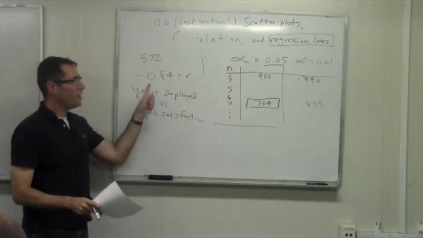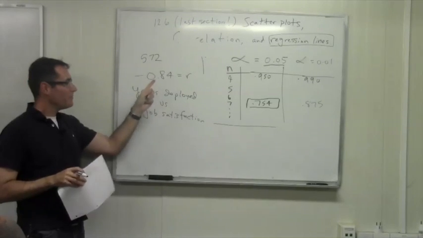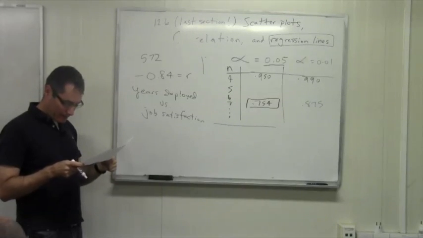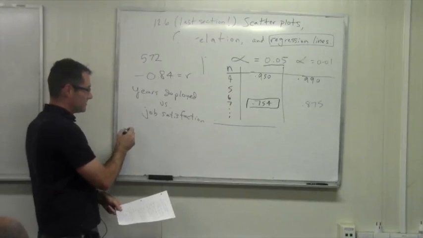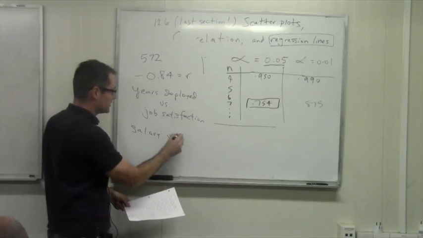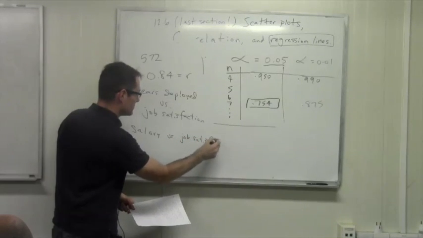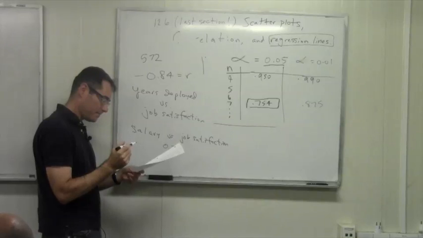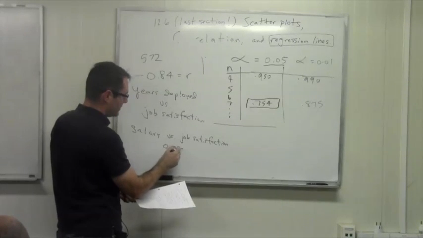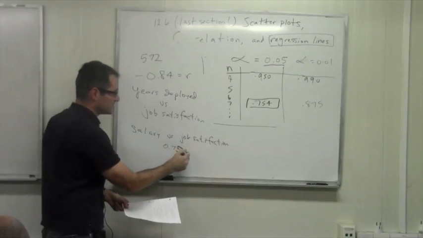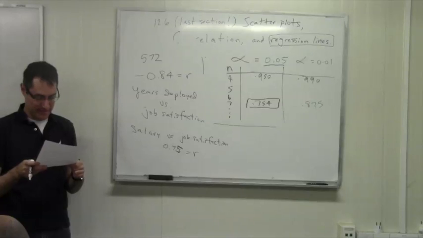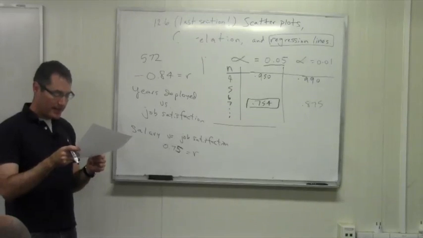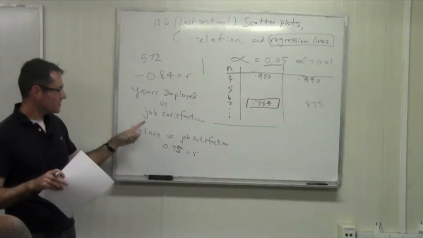In other words, according to this, you've got a negative correlation. As years deployed goes up, job satisfaction goes down. Okay? Now, the correlation for salary versus job satisfaction was 0.75. Okay? So in this case, this is the R value if you took salary versus job satisfaction. Okay? So which one is a better indication of job satisfaction? Years deployed versus job satisfaction or salary versus job satisfaction?